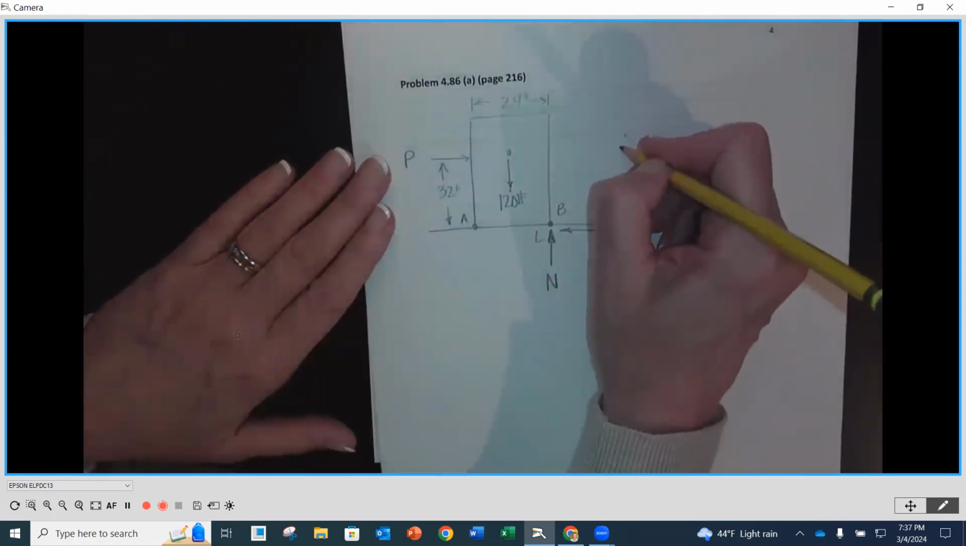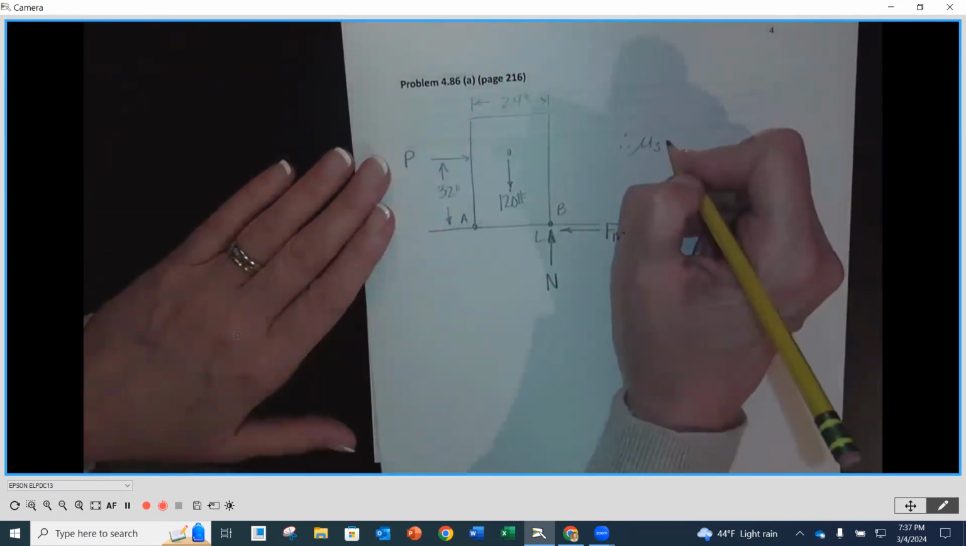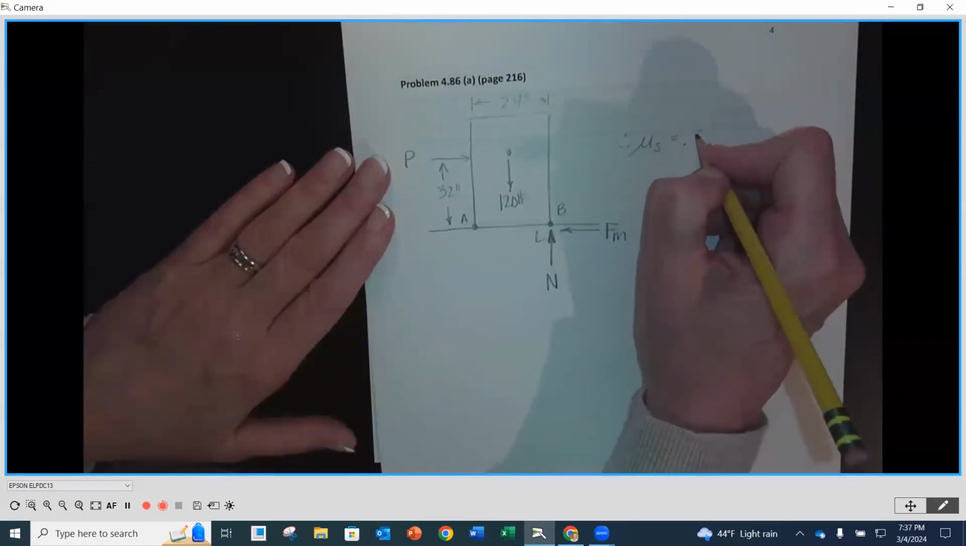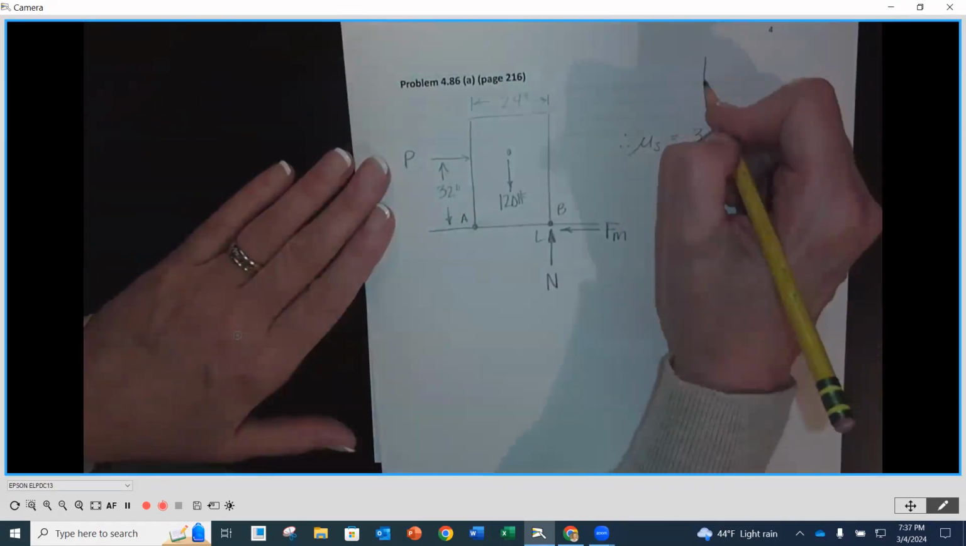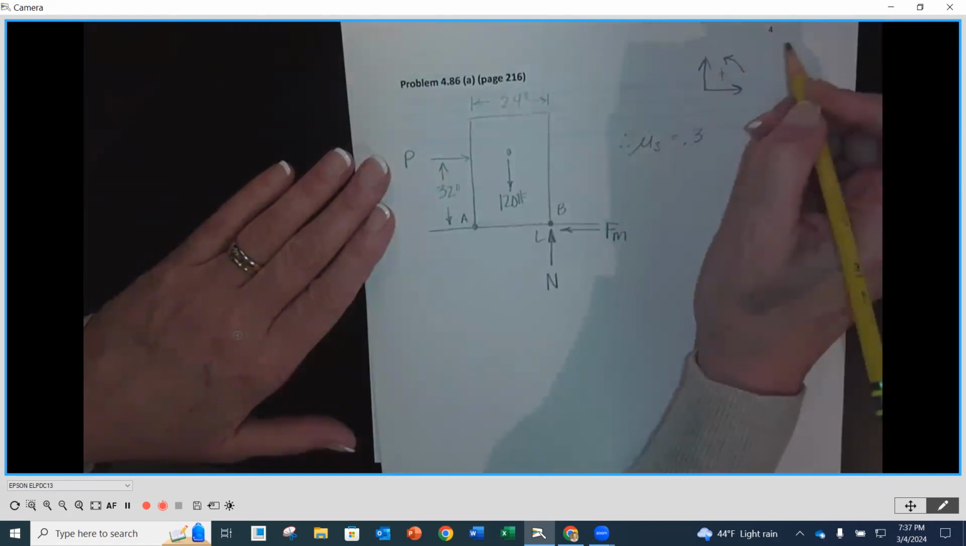Now we're given in this problem that our static friction between these two surfaces is 0.3, and we're going to show our convention.